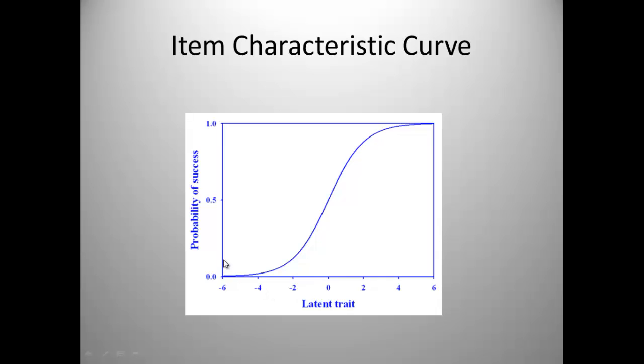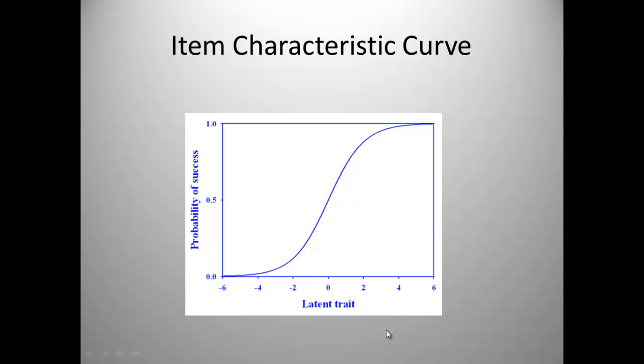Then on the y-axis, you see that this line shows you what the probability of answering that item is relative to the latent trait. So at -6, I have a 0% chance of answering that item correctly, and at +6, I have a 100% chance of answering an item correctly, and then in this example, at 0, I have about a 50% chance of answering an item correctly.